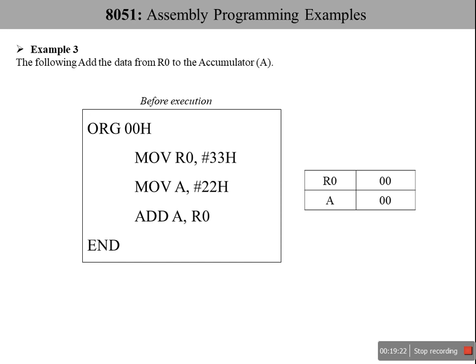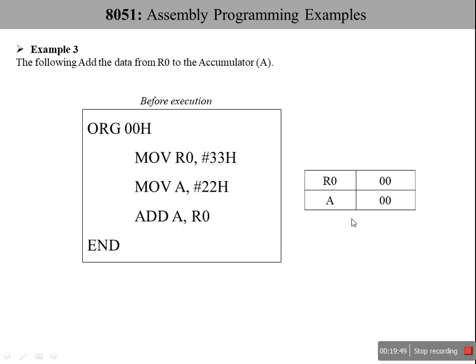Coming to the arithmetic operation, like adding, the following code shows adding the data from R0 to the accumulator. ORG 00, now take immediate data into the R0 register, take another immediate data 22 into accumulator. If you say ADD A, R0, this adds the content of R0 to accumulator and the result will be in accumulator.